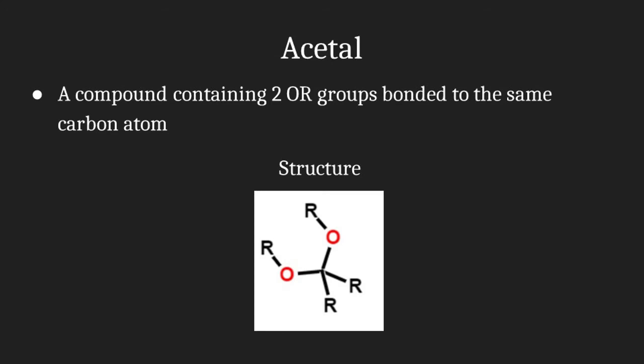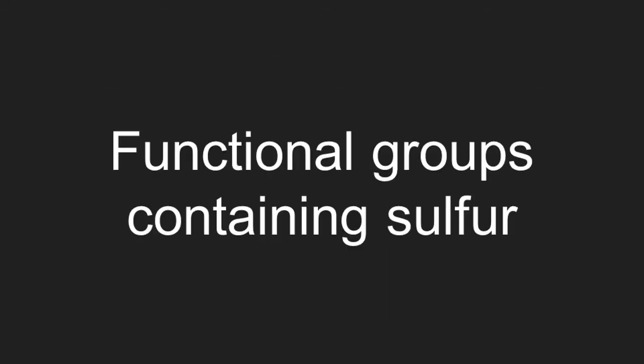So the 1,1-diol, the hemiacetal, and acetal groups are all very similar. But remember, a 1,1-diol has two OH groups, a hemiacetal has an OH and an OR, and an acetal group has two OR groups. The next group of functional groups that we are going to talk about are those that contain sulfur. One thing you'll realize as we go on is that many functional groups that have a CO bond, such as an alcohol or an ether, have a similar functional group that contains sulfur. This is because oxygen and sulfur are in the same group on the periodic table.